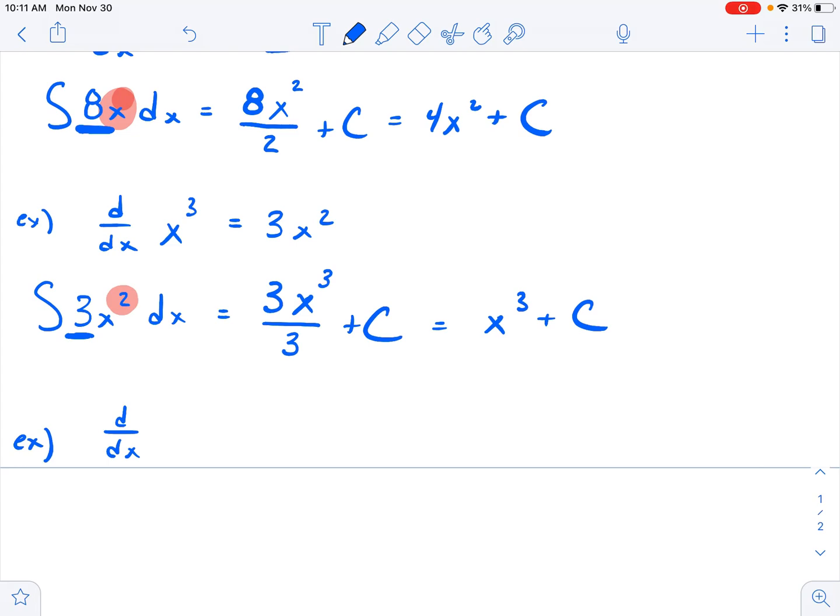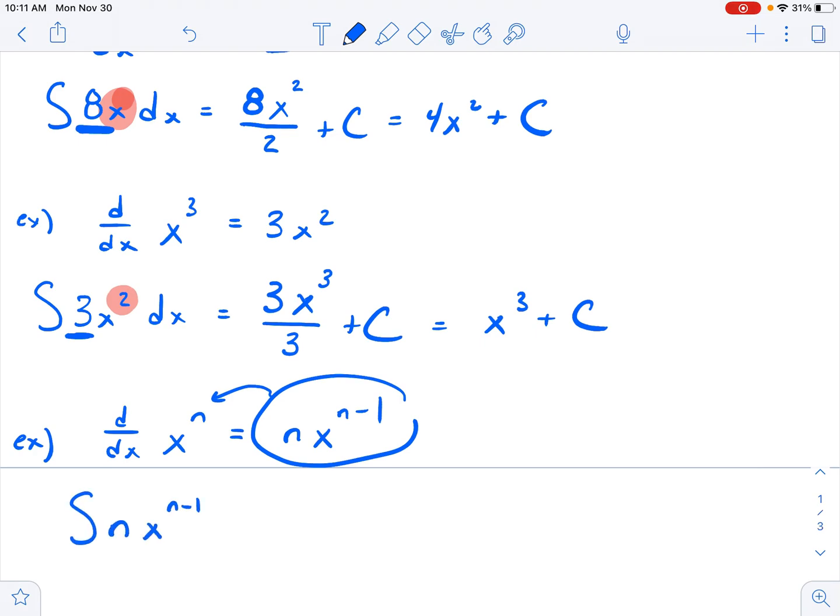Say I take the derivative of, I don't know, x to the nth power. Bring down the power, subtract 1 from the power. This means that if I integrate n times x to the n minus first, it should take me back to the x to the n power. So let's see, if I have n times x to the n minus first power.